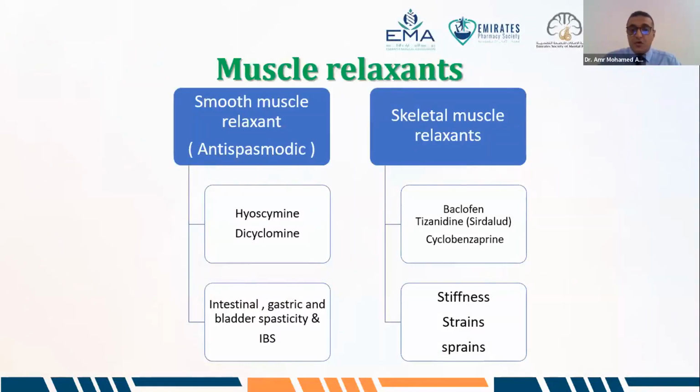The other group that can also be used as adjuvant analgesics is muscle relaxants. Muscle relaxants are divided into two main groups: smooth muscle relaxants and skeletal muscle relaxants. Smooth muscle relaxants are called antispasmodics, such as hyoscyamine and dicyclomine, that can be used in intestinal, gastric, and bladder spasticity, and irritable bowel syndrome. The other group is skeletal muscle relaxants, such as baclofen, tizanidine, and cyclobenzaprine, that can also be used in stiffness, strains, and sprains.